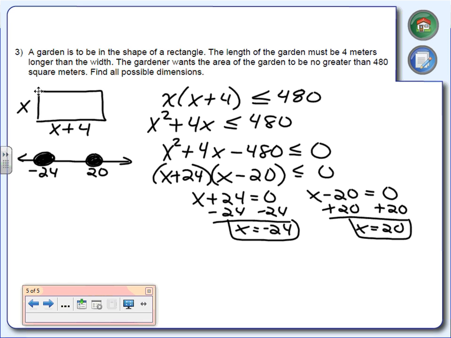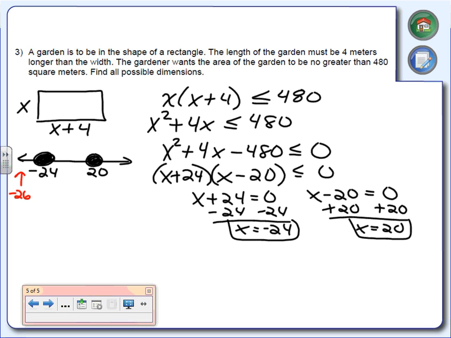And now I need to start plugging in some numbers here. We're going to test each of the three sections that we have to see which one results in a true statement. All right, so I'm going to start out in this area over here. Give me a number that's out in that area. Negative 26. So we're going to take that negative 26 and we're going to plug it in.